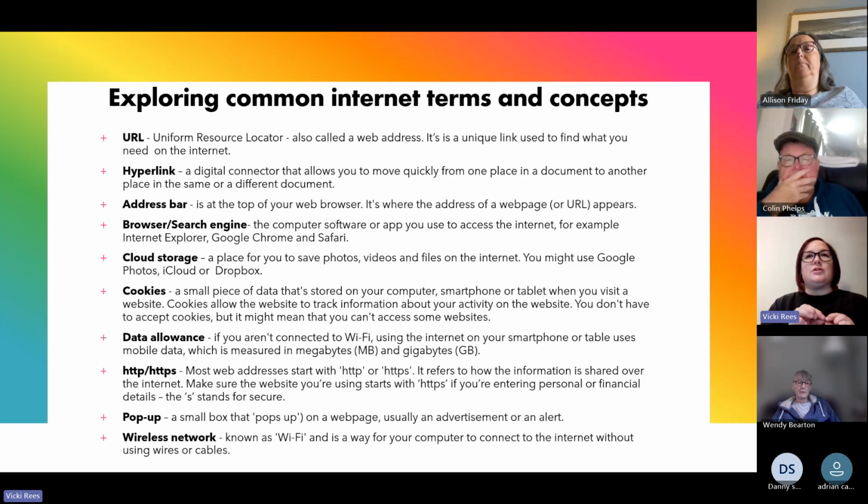You might see sometimes on your phones, if you're out of a Wi-Fi area, you might see 4G or 5G. You've seen that on the top right corner of your phone. That's just saying that you're using mobile data, and the higher the number, the quicker your connection, so the faster things will work.